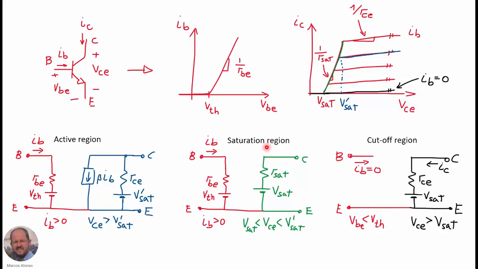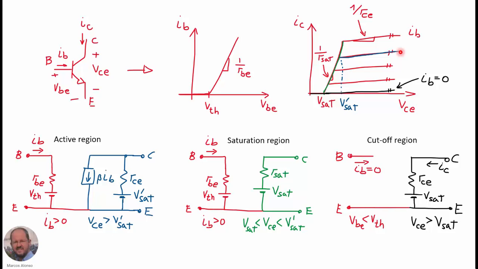In the saturation region, we have at the input the same equivalent as in the case of the active region, because the junction between the base and the emitter is in forward state. So we have also positive current through the base, and on the output characteristics we will be operating in this part here on this line, depending on the level of the current through the base.